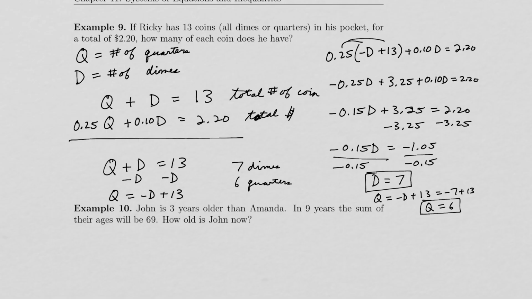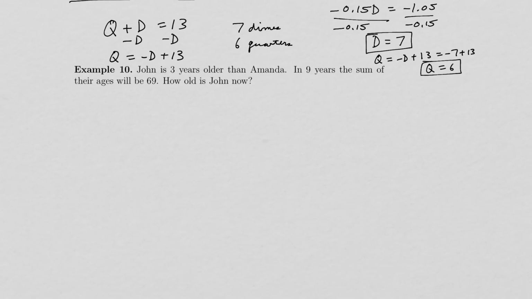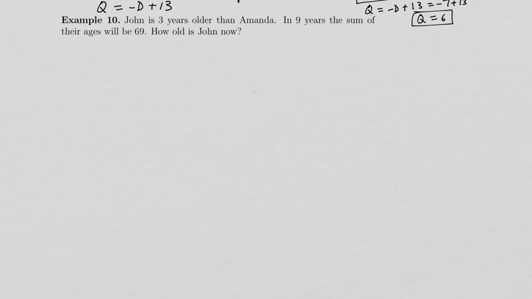Okay. Oh, here's another common type problem. You're told John is 3 years older than Amanda. In 9 years, the sum of their ages will be 69. How old is John now? Okay, so again, create variable names. Let's say the age of John now, I'll call J, and the age of Amanda now, I'll call A.